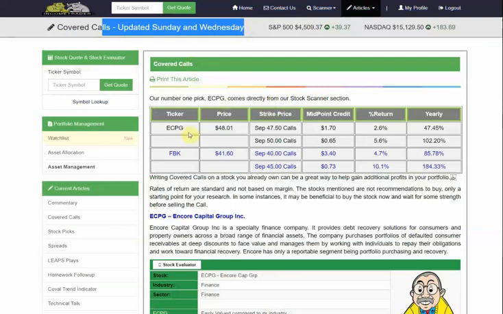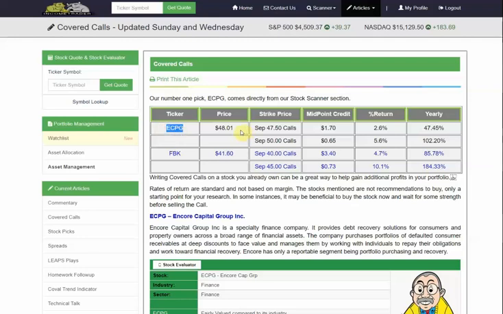And so the first one here, which is ECPG, trading around $48 a share. And then we give you two different options to write a covered call. Buy the stock now, sell this option. You're only going to get about 2.6% on your money, but that's for about a 2-week trade. So it's about 5% a month.